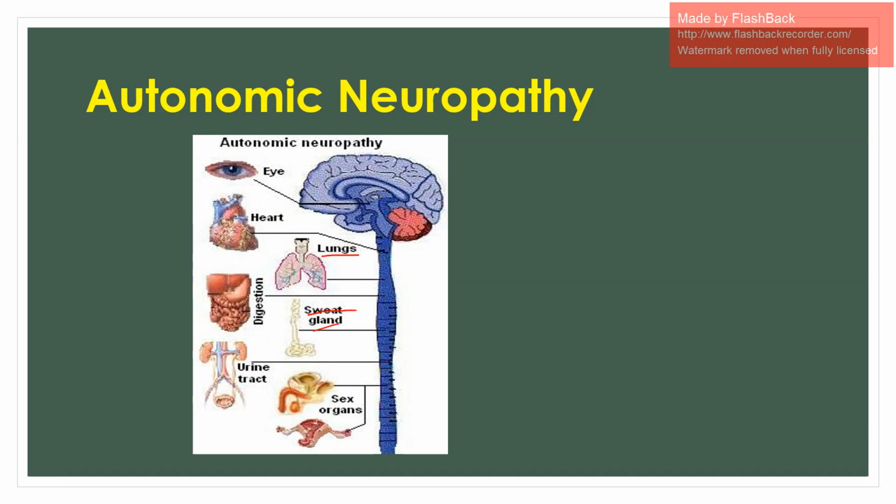So when the autonomic nervous system is affected, the sympathetic or parasympathetic function of the human body can be affected. Sympathetic is for the fight or flight and fear response. Parasympathetic is more of a relaxed response. So the organs that are supplied by the autonomic nervous system are affected.